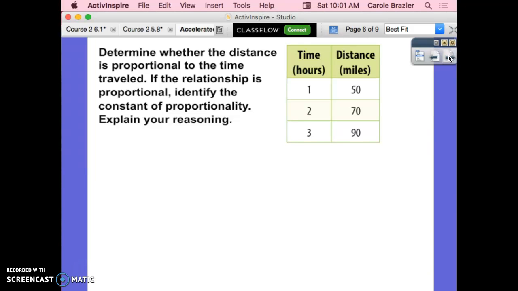Okay, welcome back. So if I compare my y over my x, it's equal to 50 over 1, 70 over 2, which when I reduce equals 35 over 1. So these are not equal, so I don't even care about the 90 over 3. So I'm just going to put that they're not proportional. So you should have had not proportional.